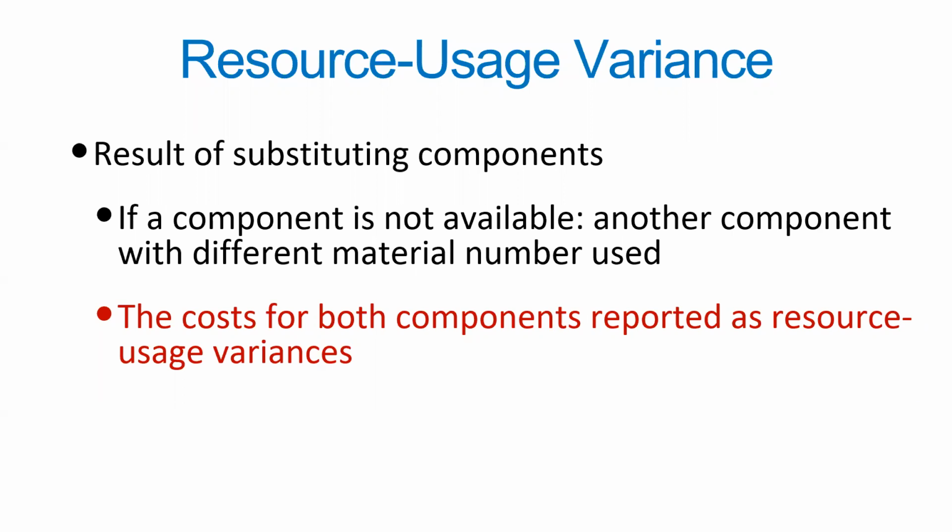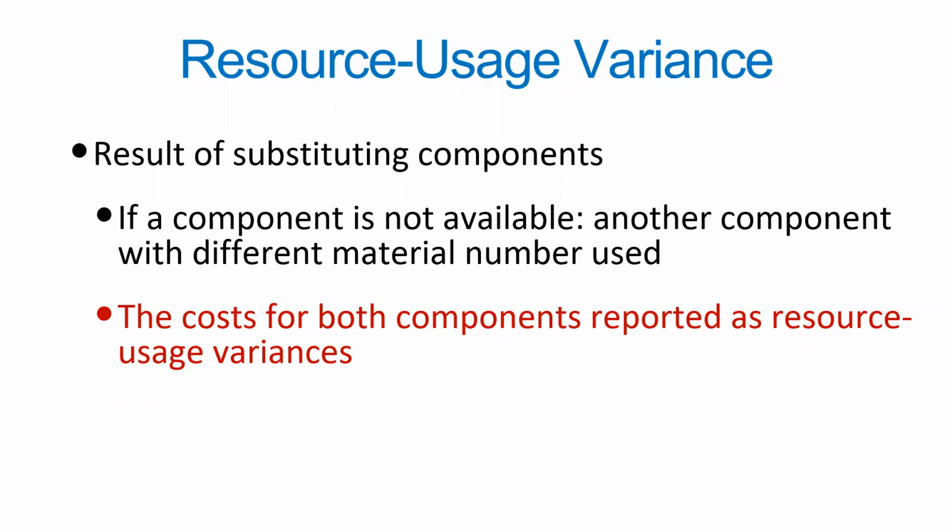Resource usage variance is when you substitute components, which is different from using more of a component than planned. When you use another component from the component that was planned, that is resource usage variance. It happens a lot.